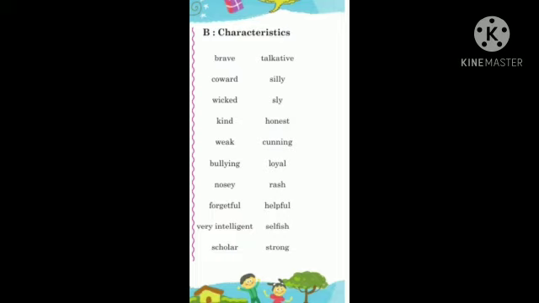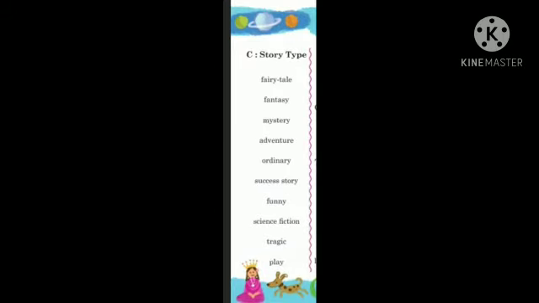Scholar means a specialist in a particular branch of studies. Strong means very brave. So here in the B column it has given certain topics, and students have to select a topic and create their story by themselves. Let's move to the second row, which is the C column, which tells the story type. Now here, first, fairy tales. Fairy tales means, dear students, a story about fairies narrated to amuse children, an imaginary story about magical creatures.